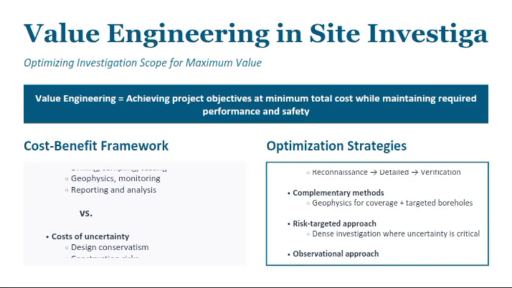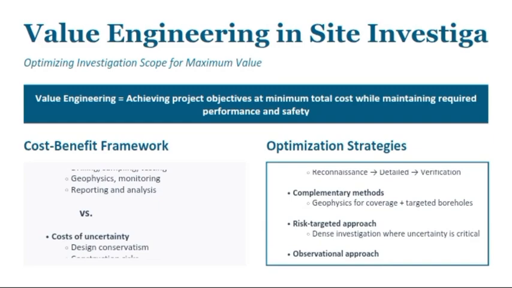So value engineering actually considers costs, risk reduction, project performance, construction visibility, and long-term maintenance. Now, a proper value engineering process will usually involve the following: one, identifying project functions; two, evaluating alternatives; three, comparing costs and benefits; and four, selecting the most efficient solution.